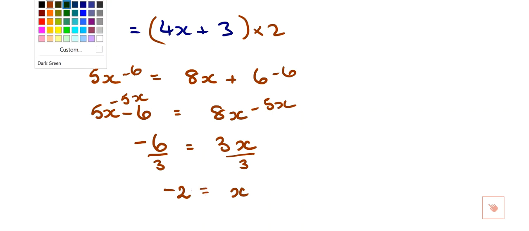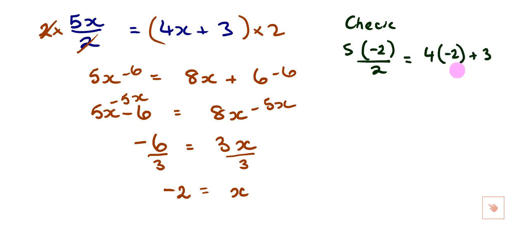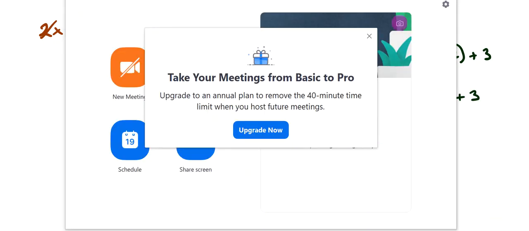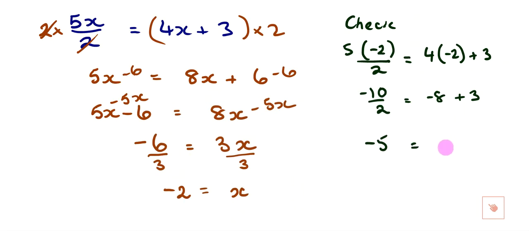And just before the bell goes, let's do a check. 5 times negative 2 divided by 2 should equal 4 times negative 2 plus 3. So, 5 times negative 2 is negative 10 divided by 2, which is negative 5. This is 4 times negative 2, which is negative 8, plus 3, which is negative 5. So we're good and we're happy.